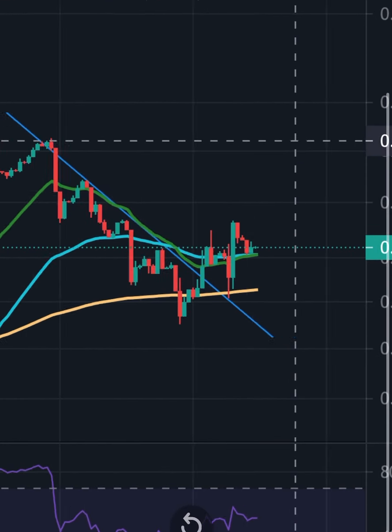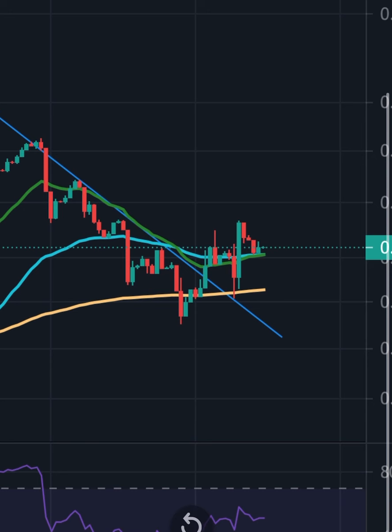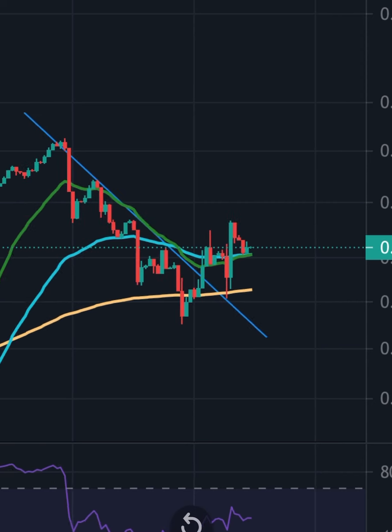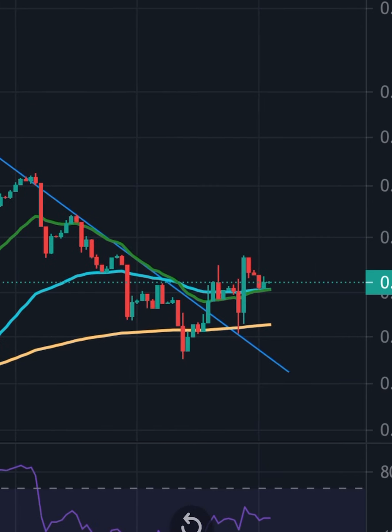On a 4-hour chart, we have a head and shoulders pattern, but an inverted head and shoulders pattern, where you see we have a shoulder right here, and then we have a head here. It's a chart pattern. You can Google it, or you can actually follow the links below in the description.